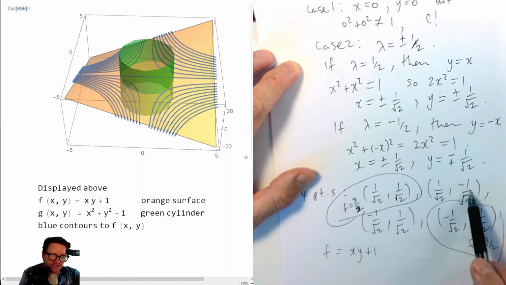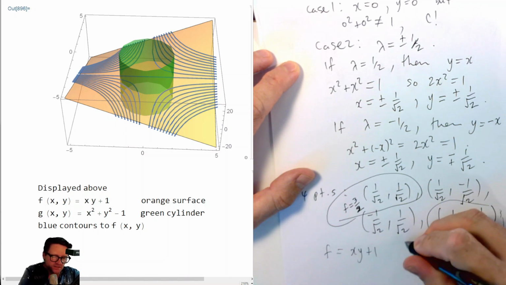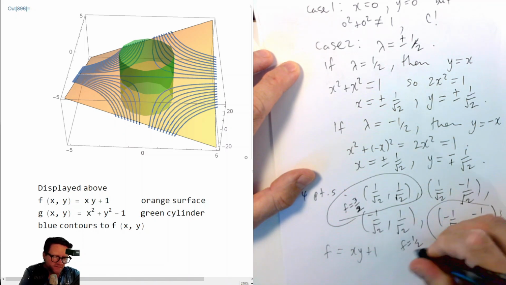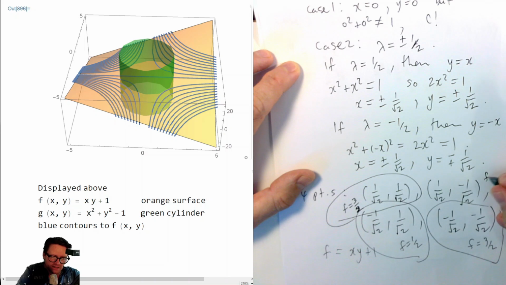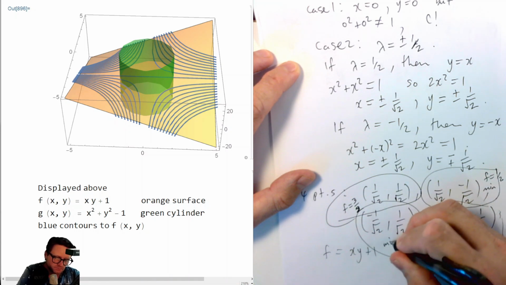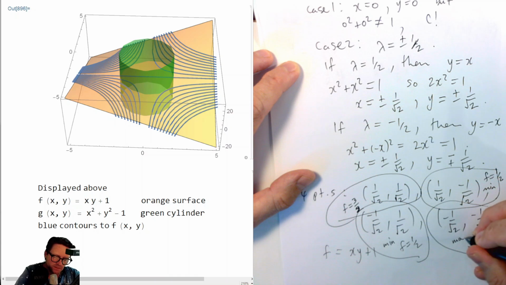Now, if the signs are different, then the product would be minus a half. 1 minus a half is a half. So here f is a half. And f is a half. So these are our minima. And these are our maxima.